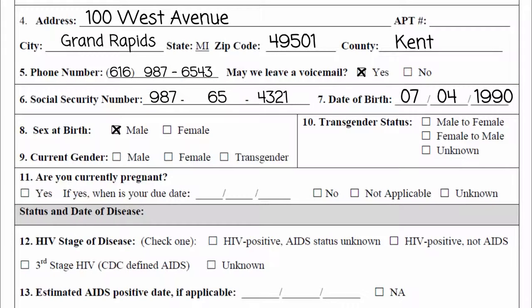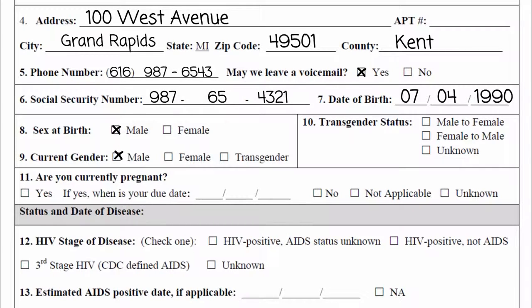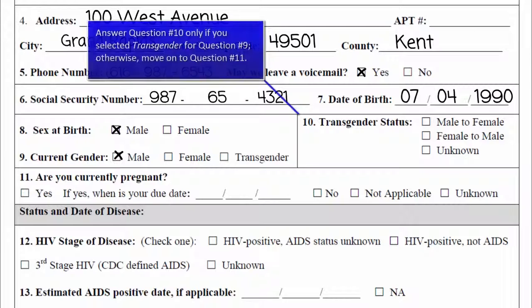For question 9, check the box that matches your current gender, male, female, or transgender. Pharmacies require gender information to fill your prescriptions. If you checked transgender in question 9, move on to question 10 and check the box that fits your current transgender status. If you are not transgender, skip on to question 11.